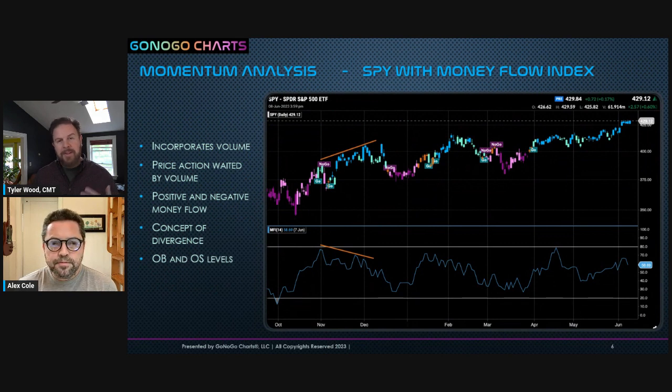Absolutely. We want to think about these momentum oscillators in their own right, the information that they provide, but that interplay between trend and momentum is critically important.